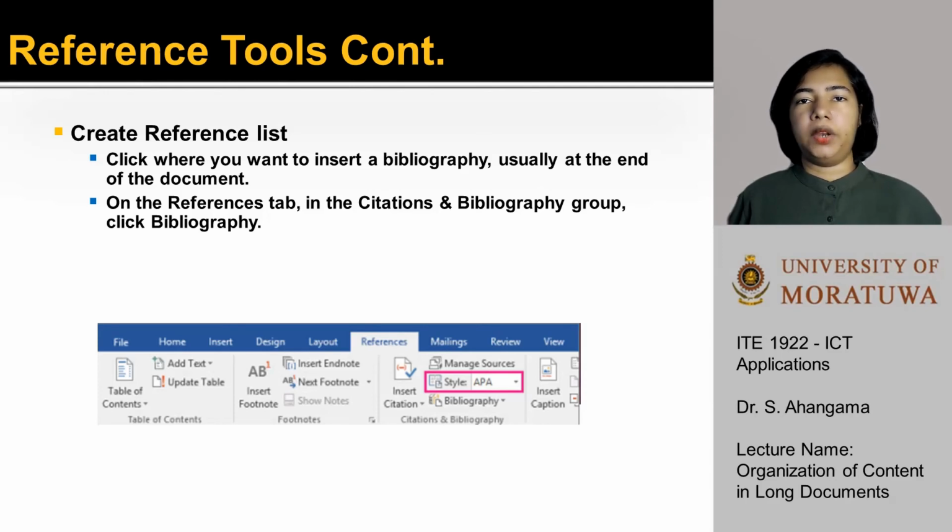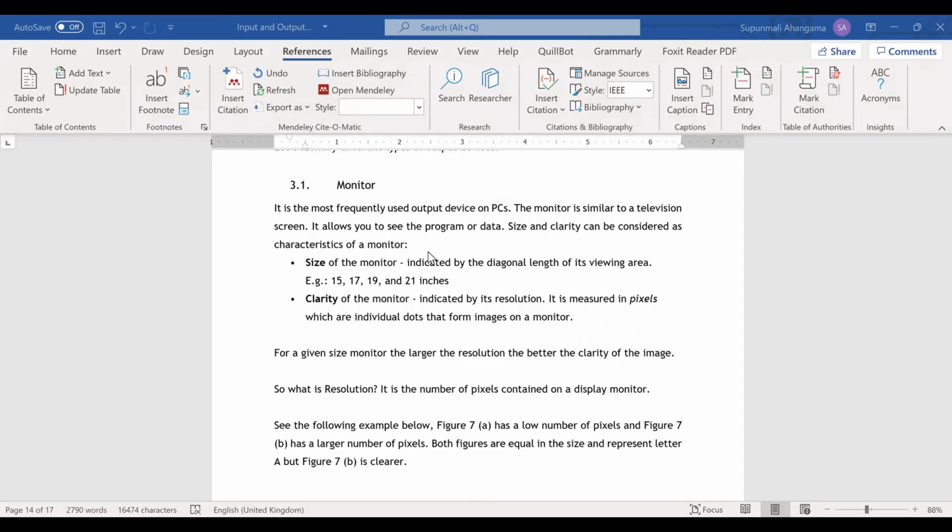Let's see how we can do it. Now I'm going to add a reference. You must have seen when you refer to documents or reports, at the end, you have a list of references. How to add that? You have to go to References. Then here you have to come to Citations and Bibliography. Under that, you have to select the style.